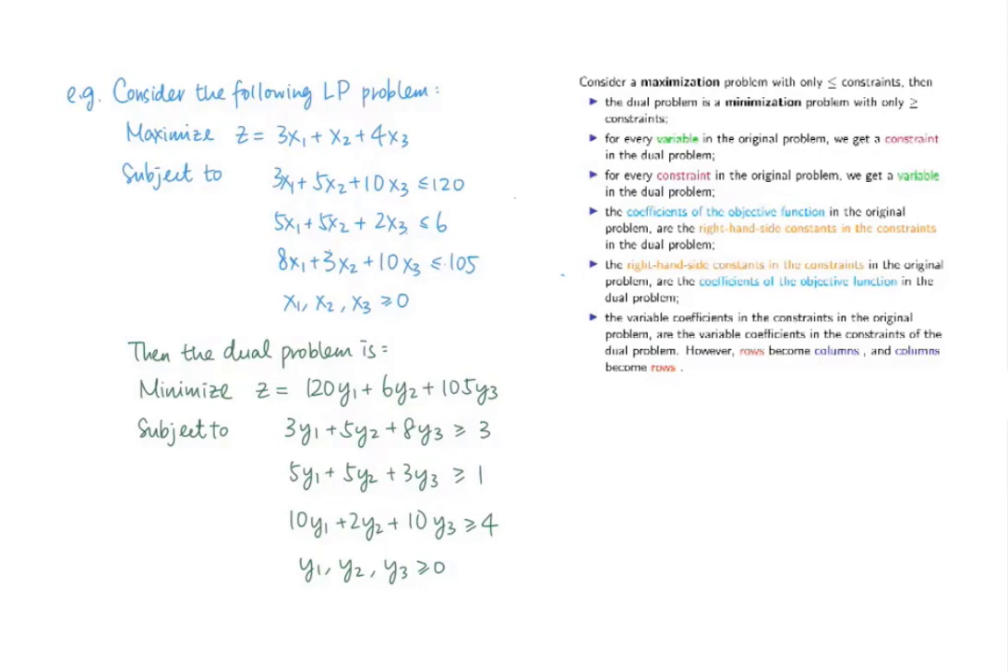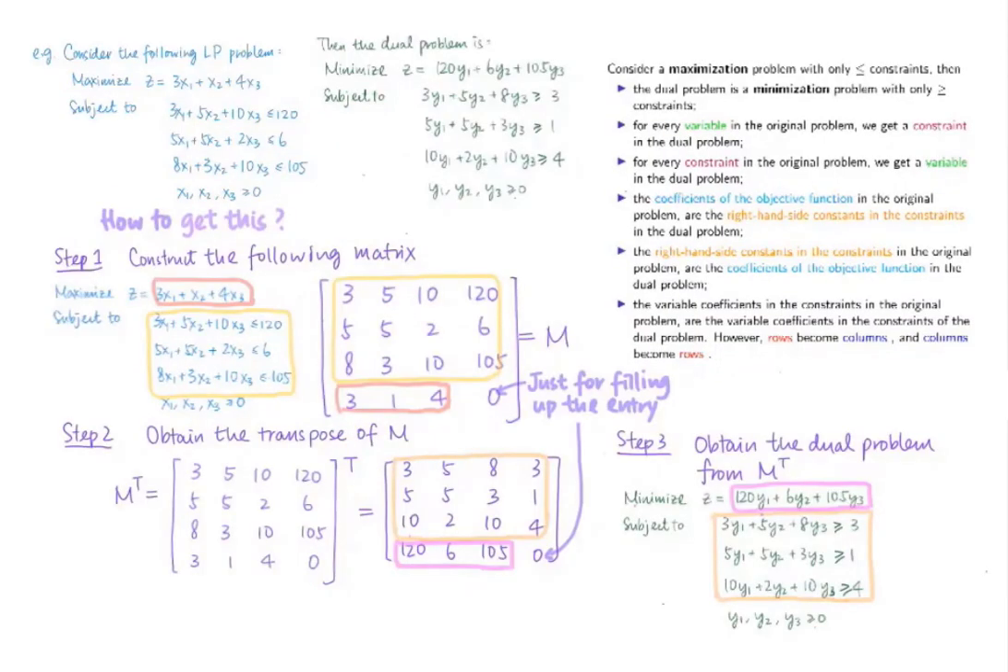Suppose we are given the original linear programming problem, which is a maximization problem involving all the constraints containing less than or equals to symbol. This original linear programming problem is to maximize Z equals 3x1 plus x2 plus 4x3 subject to these constraints, where x1, x2, x3 are non-negative. We can use the following method to obtain the dual problem from the original linear programming problem.